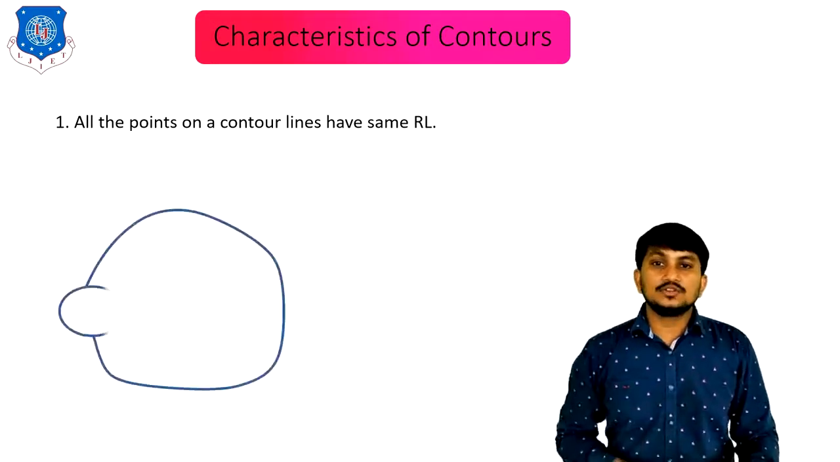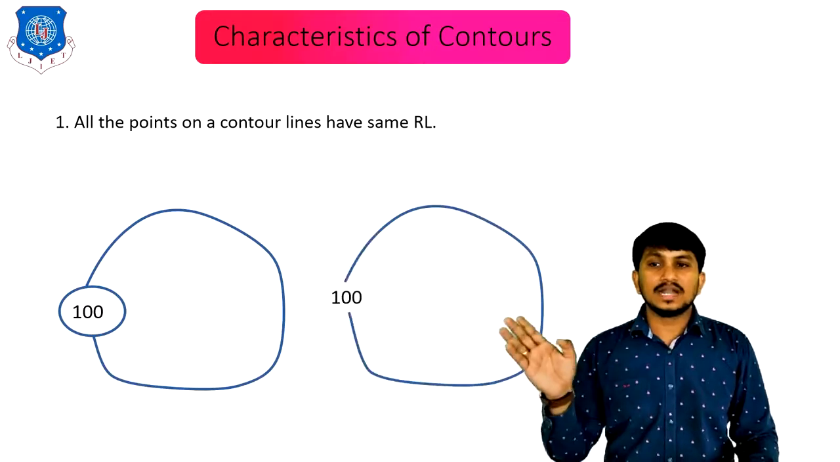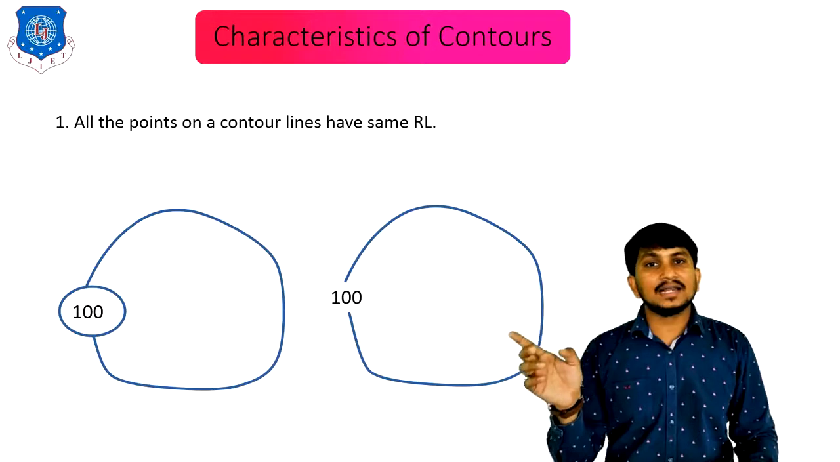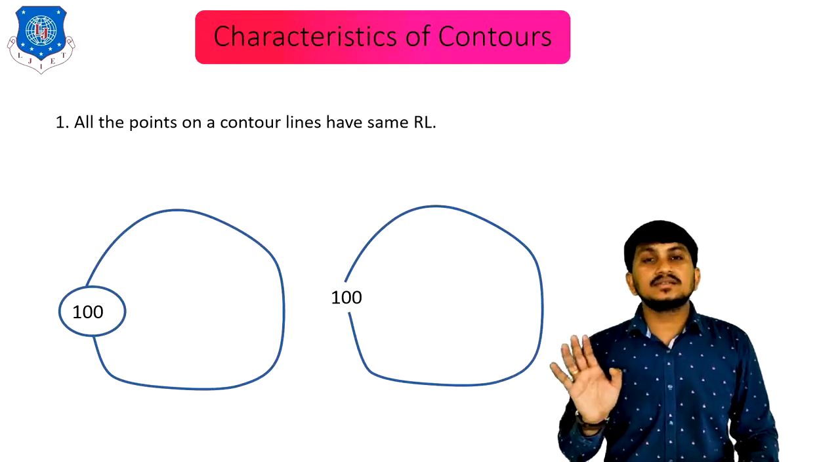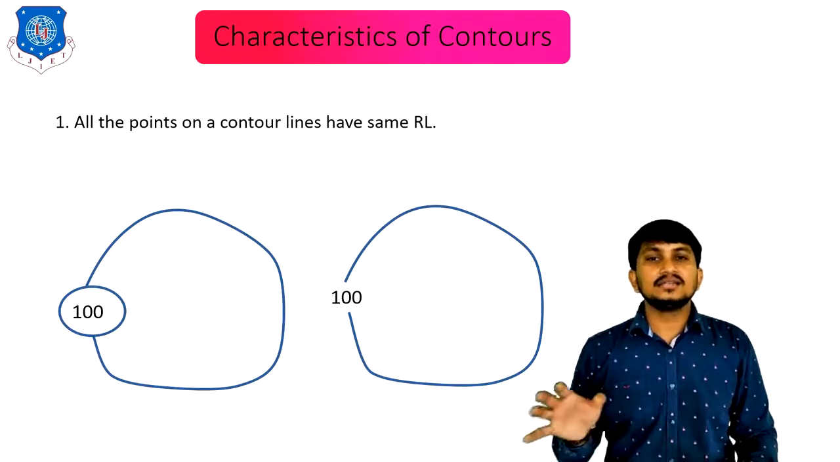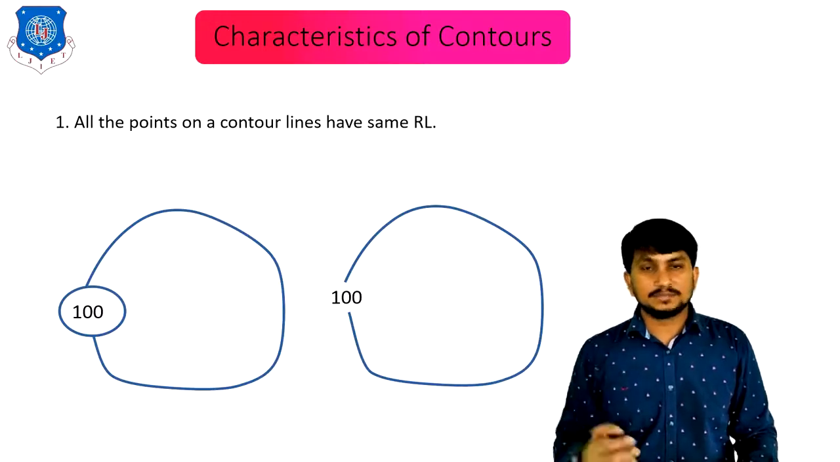The contour lines should be indicated like this, or like this. This 100 value gives the RL of this contour line. So this contour line connects the points of RL 100 meters. This is how a contour line can be represented in the maps.